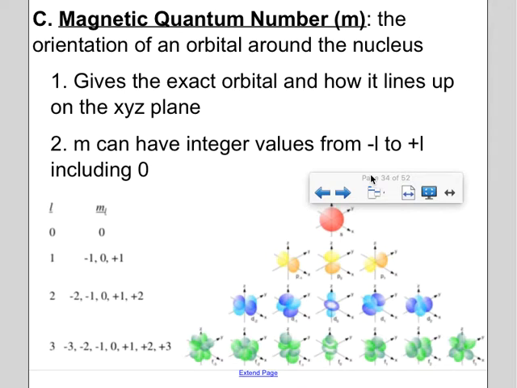So the magnetic quantum number, all you really need to know is that it just tells you the orientation. That's it. Is it on the x, the y, or the z? If you do have a question on the magnetic quantum number, it will most likely be the definition. Does that make sense? Okay. All right.